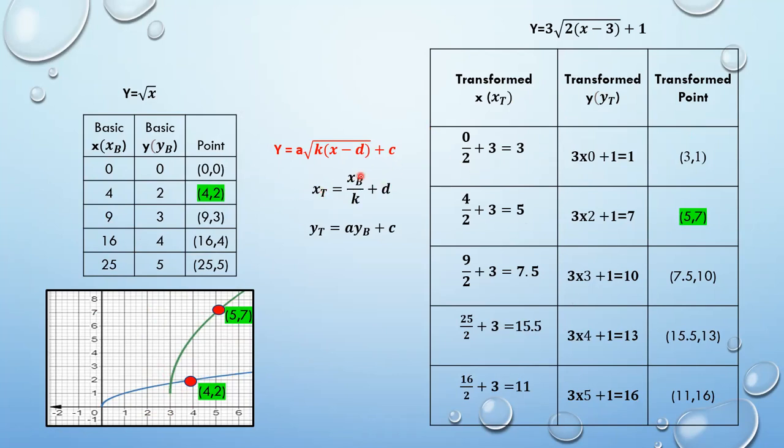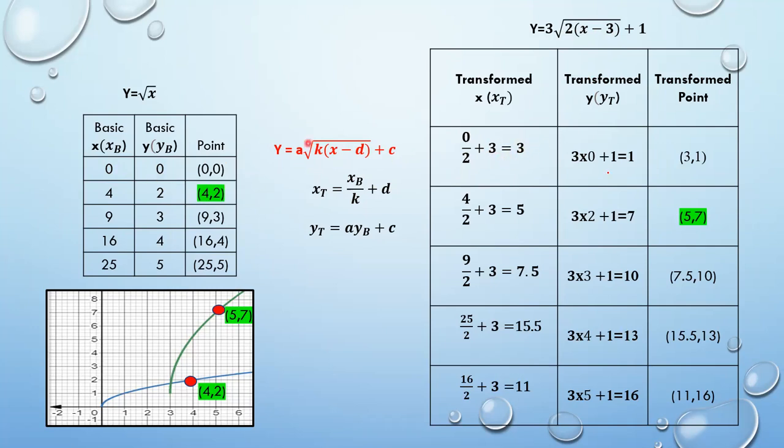So how x transform means x basic divided by k plus d. So here k is 2. So x basic is 0. 0 divided by 2 plus d is this, 3 units to the right because you have negative. So 0 divided by 2 plus 3. So this x coordinate, x basic, is transformed to 3.